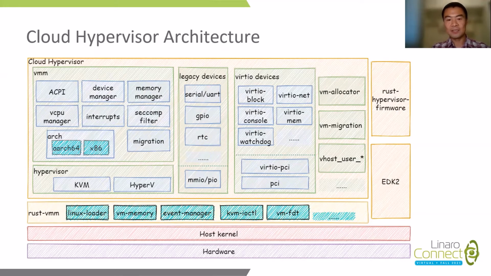To the right side of the diagram are the firmwares that Cloud Hypervisor works with. The Rust Hypervisor Firmware is a very simple one that can load the bootloader from a disk image. It is part of the Cloud Hypervisor project. The well-known firmware EDK2 began to officially support Cloud Hypervisor from the middle of 2021.